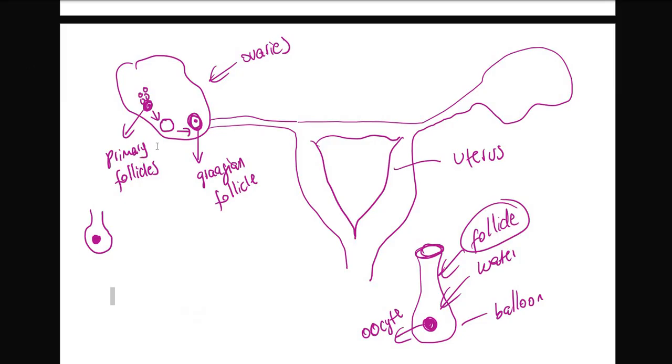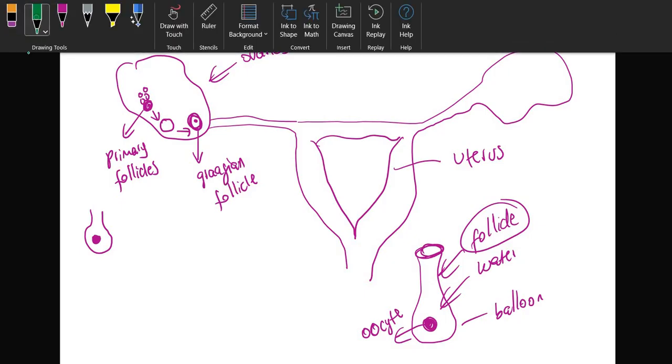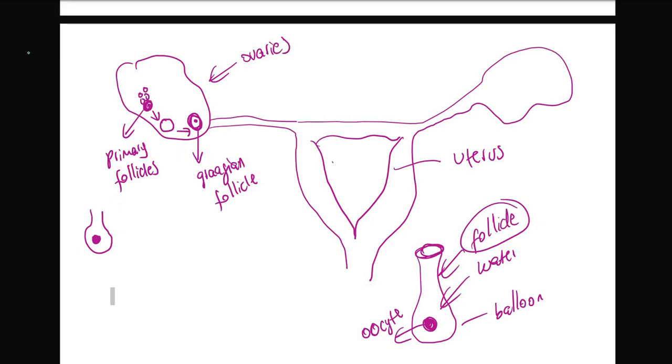Now what you must understand is that what is happening here is also influencing the uterus. All along, while the primary follicle is developing into a Graafian follicle, the uterus was not ready for implantation, right? It was not ready to attach a zygote here. So the lining of the uterus was not that thick.